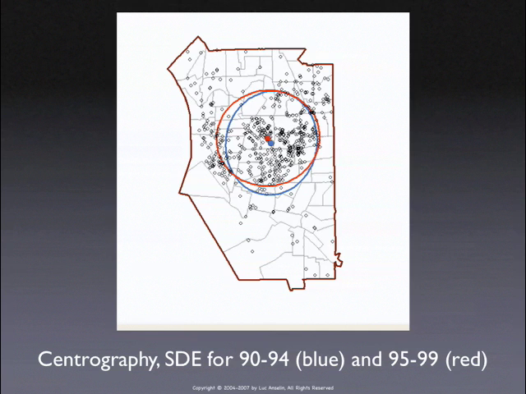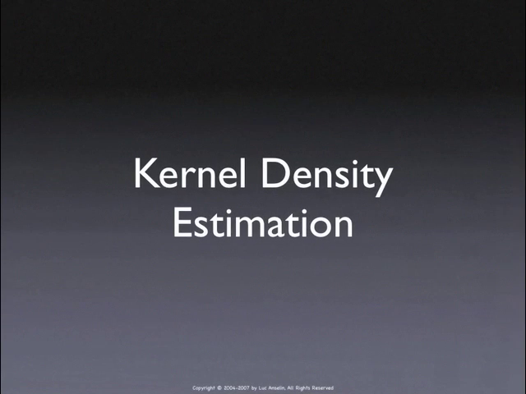There are other examples as well. So this is centrography. It's a pretty straightforward descriptive technique. The second technique I want to spend a little bit of time on today is quite a bit more complex. It is kernel density estimation, which is an approach to get a sense of the heterogeneity of the process.